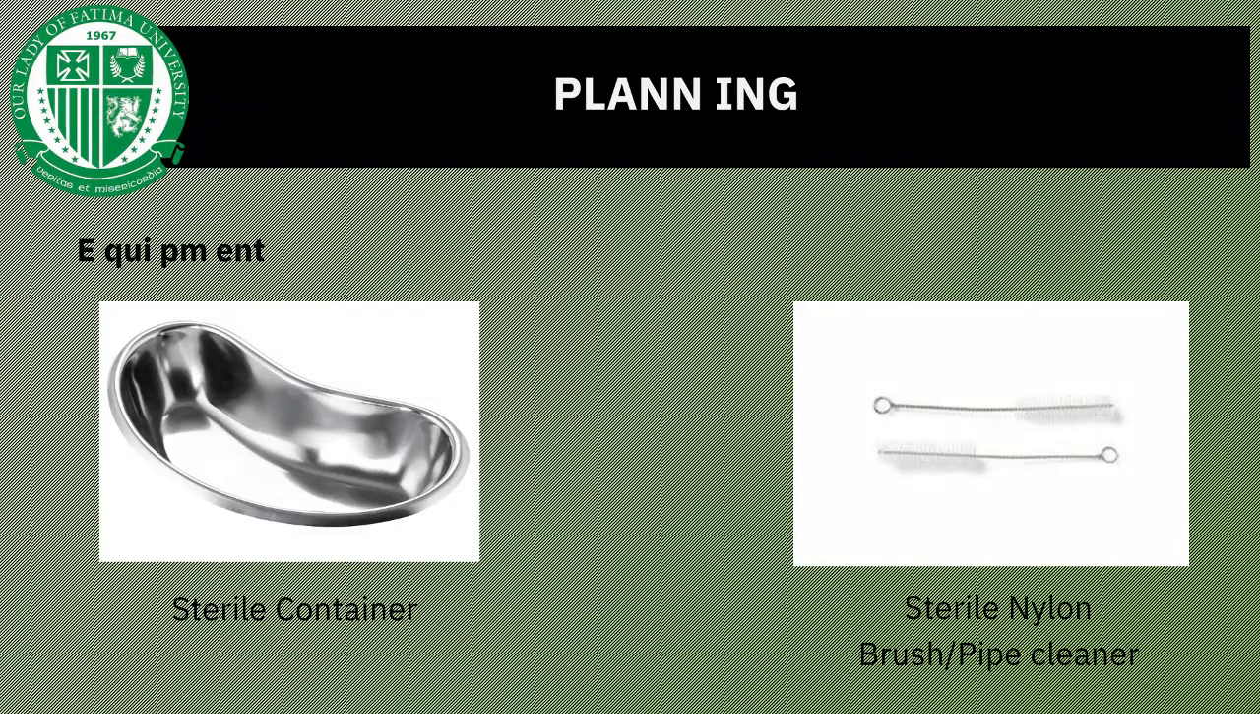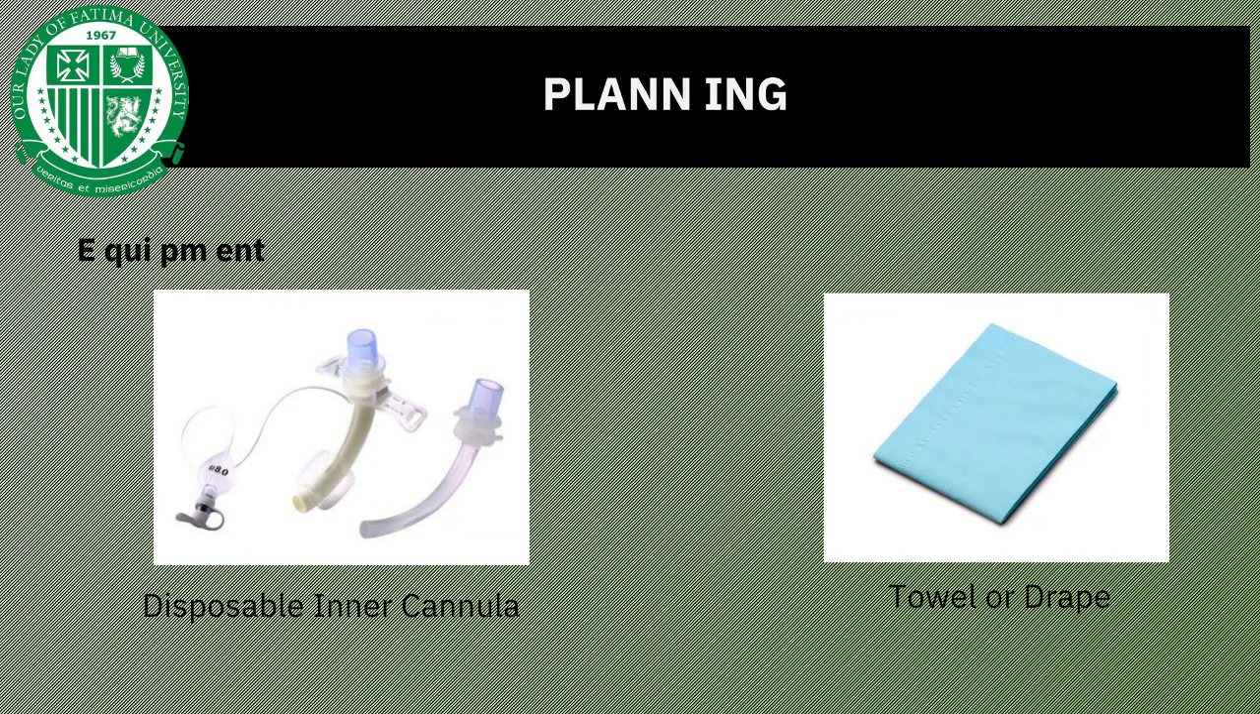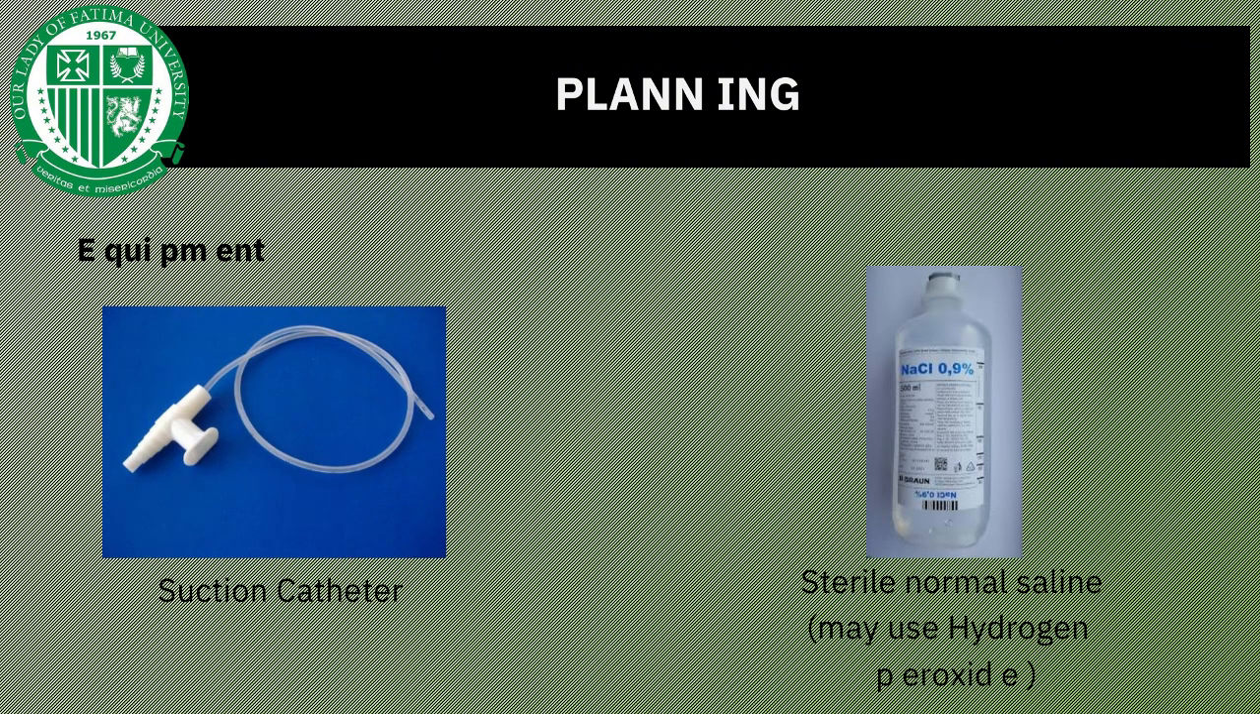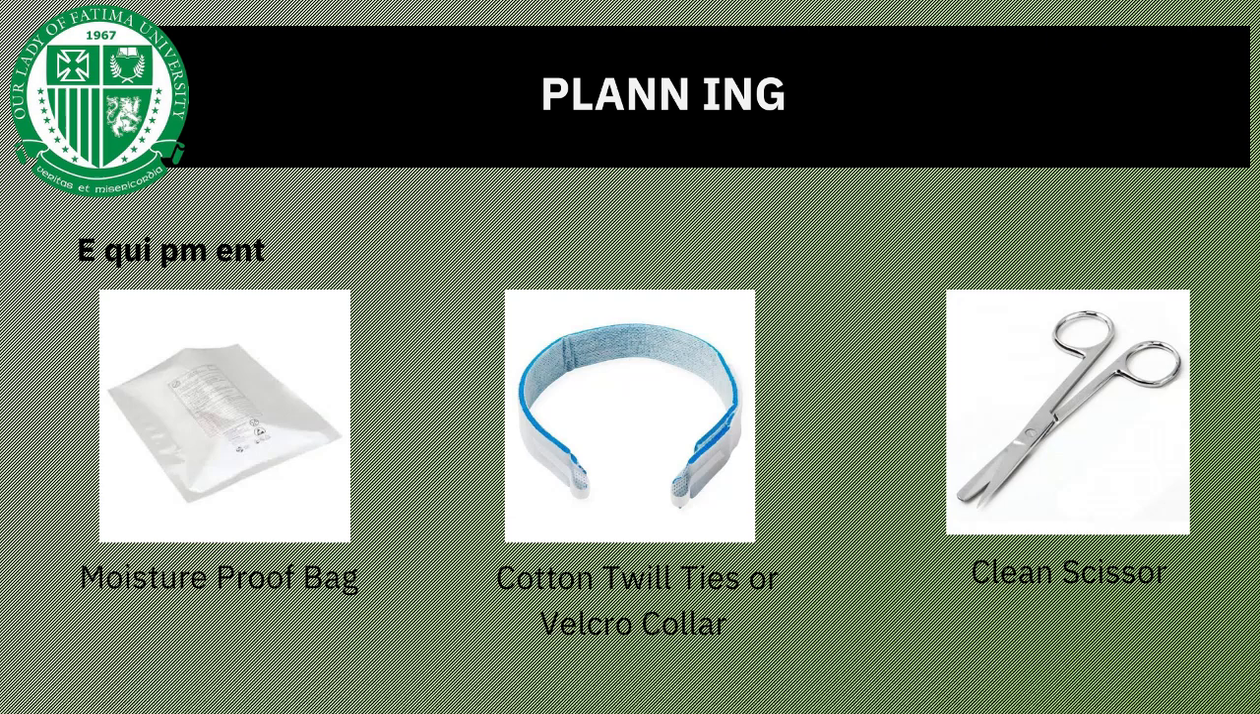For planning, the equipment we need to prepare are a sterile container, sterile nylon brush or pipe cleaner, sterile applicator, gauze square, disposable inner cannula, towel or drape, suction catheter, sterile normal saline, sterile gloves, two pairs, one pair is for suctioning if needed, clean gloves, moisture-proof bag, cotton twill ties or Velcro collar, and also clean scissors.